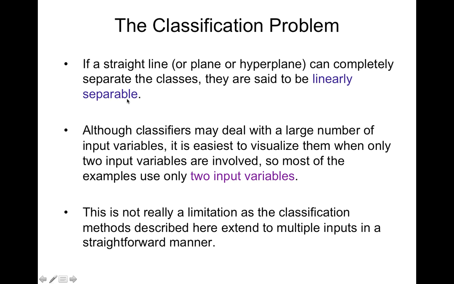If a straight line or plane or hyperplane can completely separate the classes, then they're said to be linearly separable. So a plane would be if we had 3 variables. A hyperplane would be if we had more than 3 variables. Now, although classifiers might deal with a large number of input variables, it really is easiest to visualize them when you're only dealing with 2 input variables.